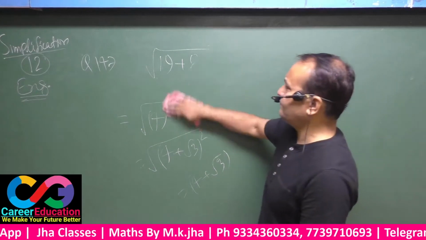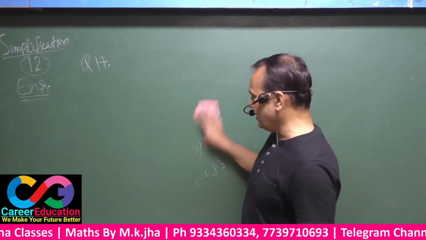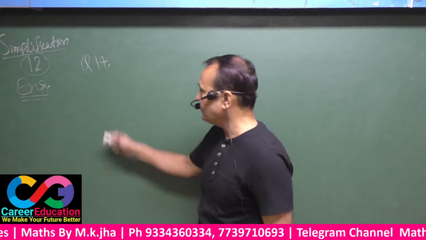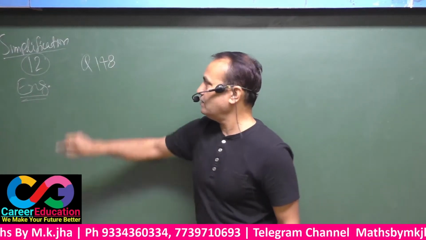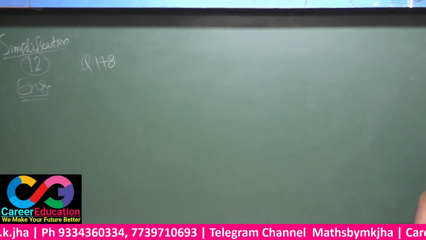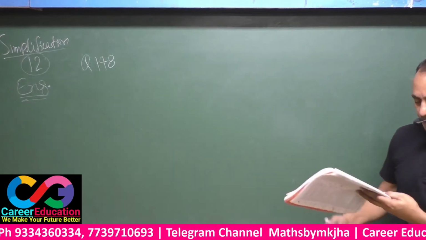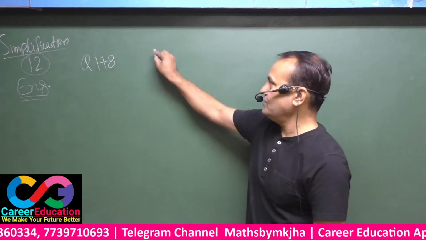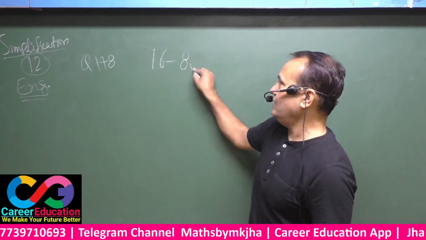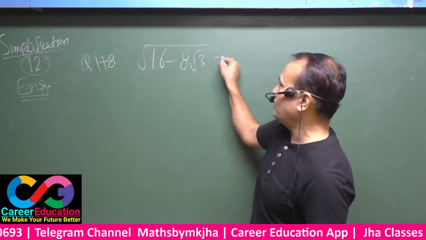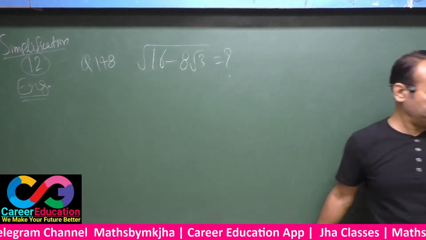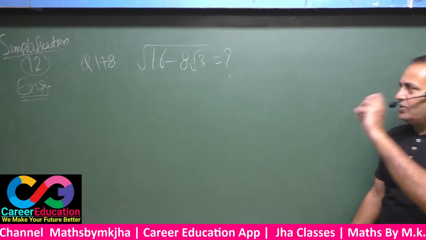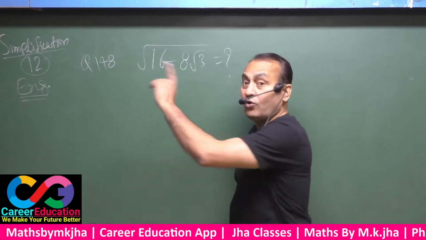Now come to question number 148. See, 148. This is under root 16 minus 8 root 3 equals what? Again see here. The situation is based upon (a minus b) whole square.